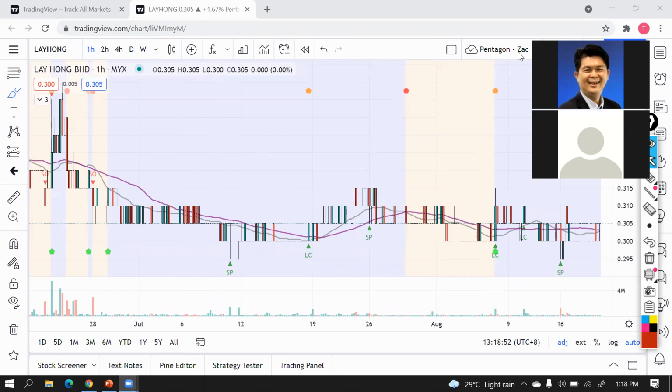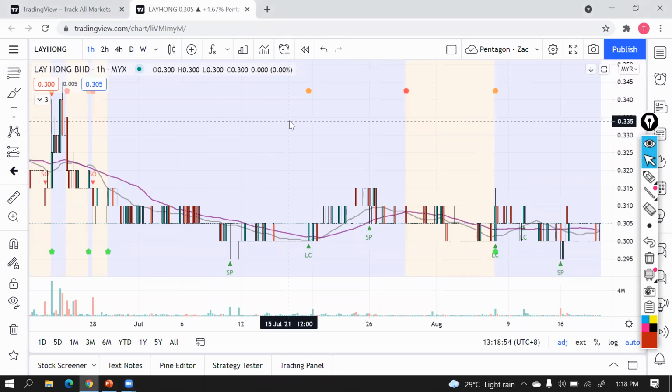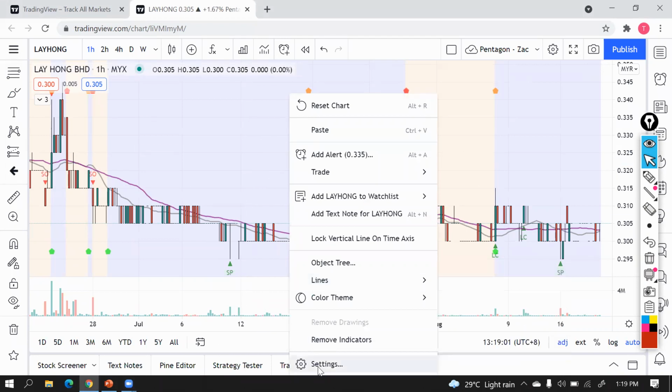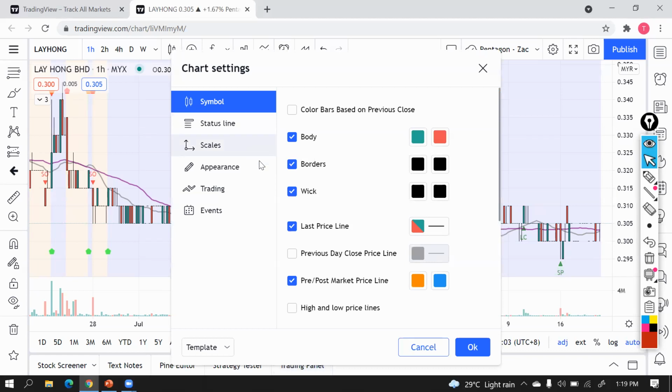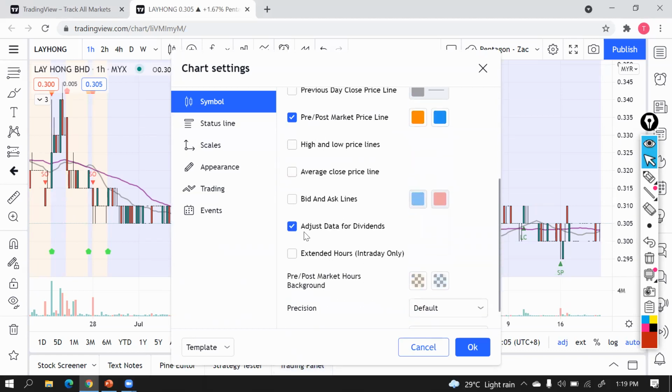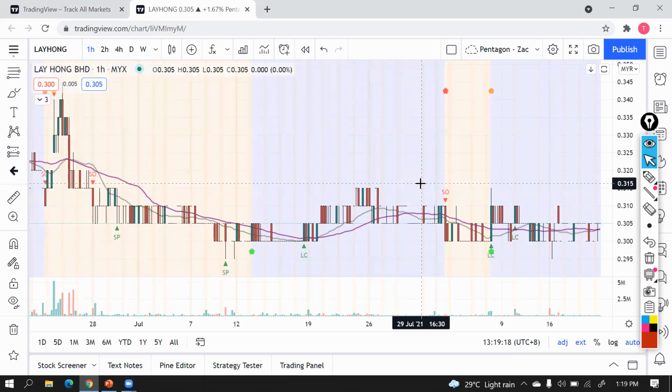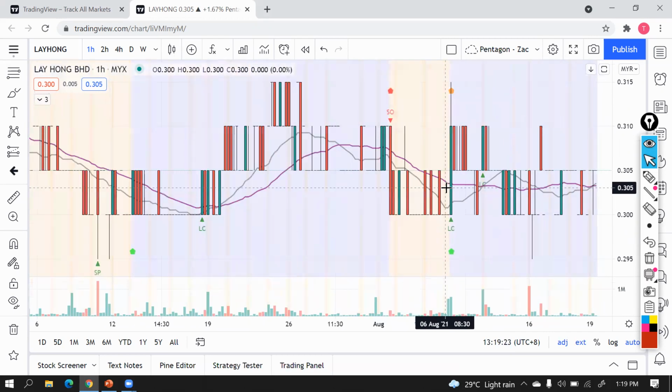If you notice, let me click over here again. Point your mouse to the chart, right click, go to settings, and you will notice there's one column just below adjust data for dividends called extended hour, intraday only. If you tick this, it means your intraday chart will include the extended hour. I think you will see a difference, right?